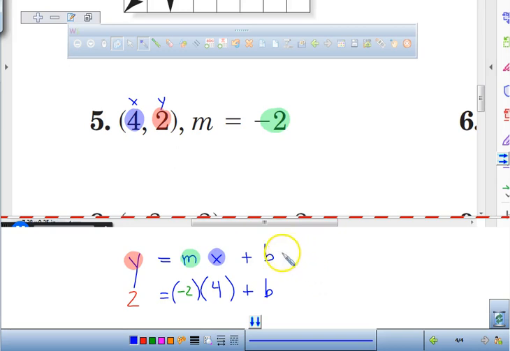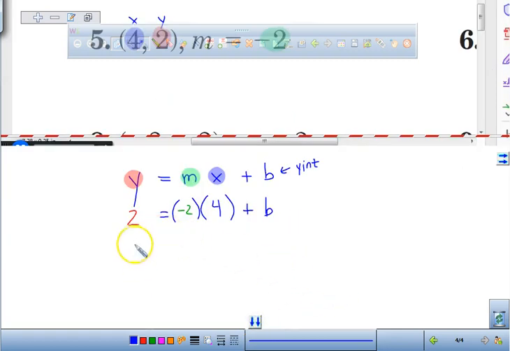Okay. And what does b represent? B represents our y-intercept. That's where we're going to be solving. Okay. So here's where we're left. We're left with 2 equals negative 2 times 4, which is negative 8 plus b. Now once you have everything plugged in and you multiply it, all you have to do is do one thing. Solve for the b value.